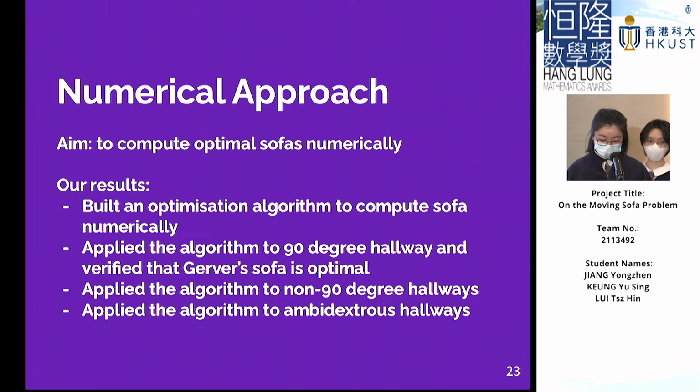So our aim is to compute these sofas numerically. To do that, we built an optimization algorithm to compute the sofas. We then applied it to the 90-degree hallway and confirmed that Gerver's sofa is in fact the biggest one. We then applied it to non-90-degree hallways and ambidextrous hallways because why not?